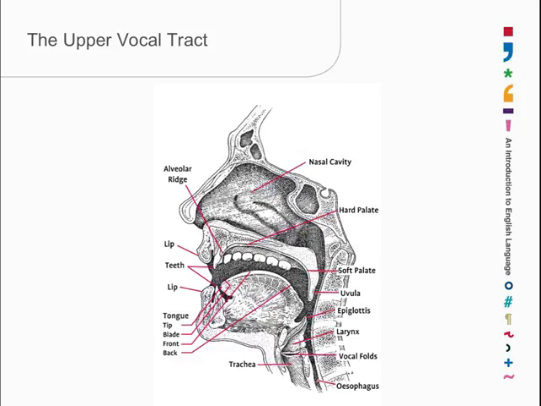Your teeth are obvious and your lips are obvious. Anybody can see those. The tip of the tongue is the extreme front end, and if you poke your tongue out you can see it. It's the very, very tip of your tongue. Well, all of those things turn out to be important for speech.